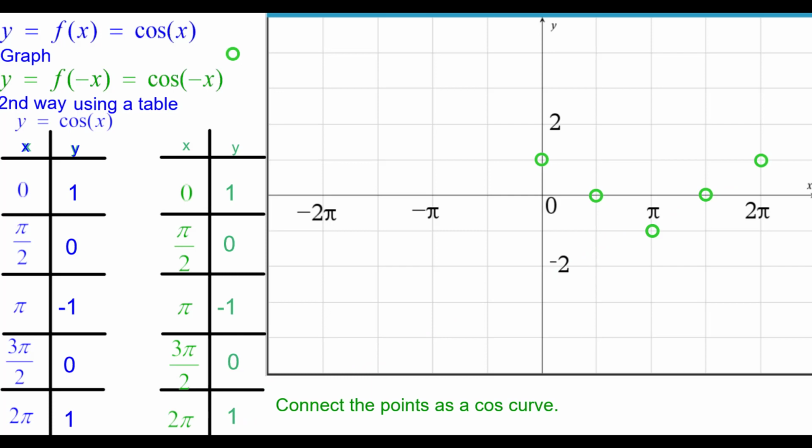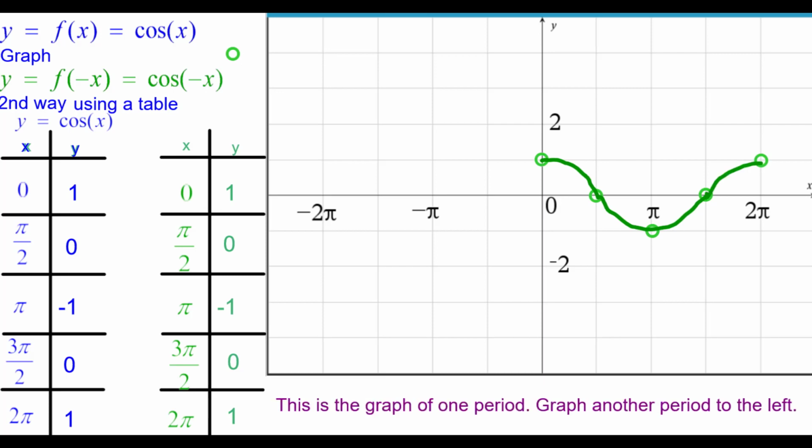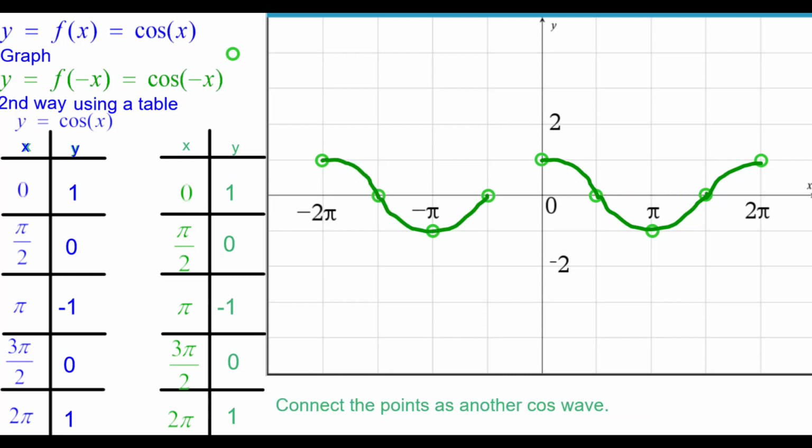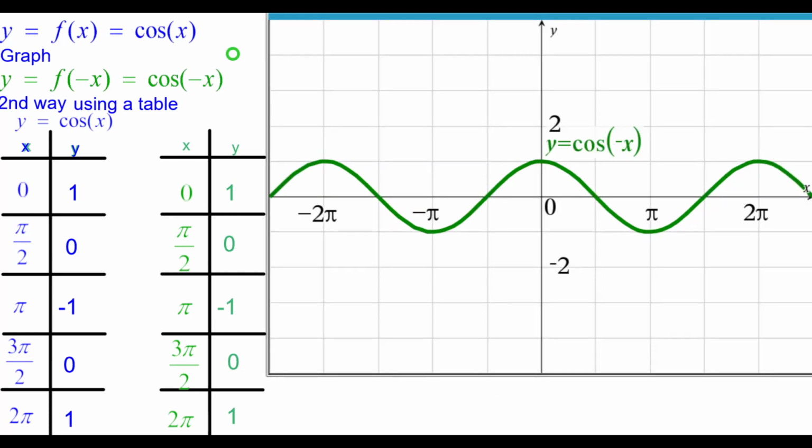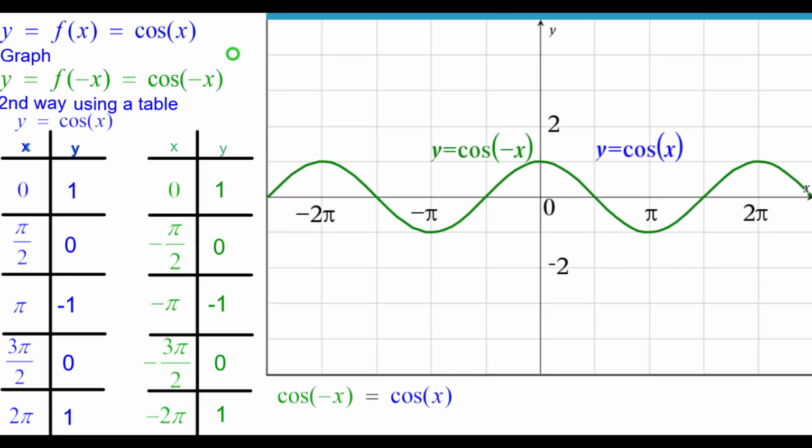Connect the points as a cosine curve, concave down, concave up, concave down. We've graphed one period. Let's graph another period to the left by going back a period, 2 pi, from each of the points, especially the points of interest, and connect those as another cosine wave. Comparing that to the cosine function, we can see that those two are identical. We call that an identity, actually. The cosine of the opposite of x is equal to the cosine of x. Cosine is an even function.